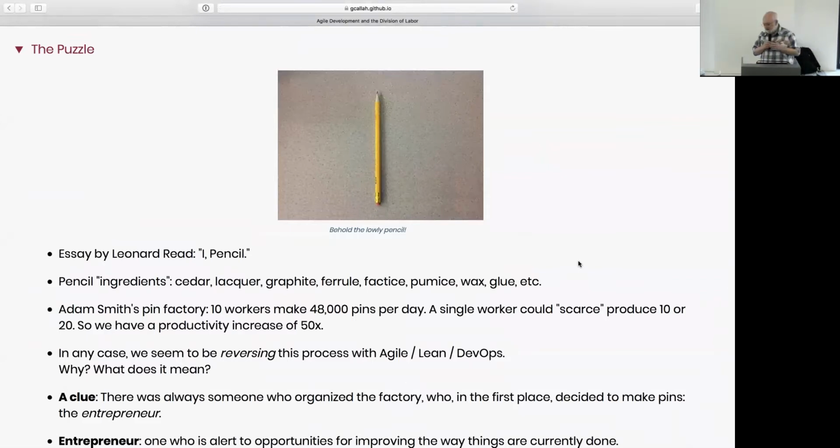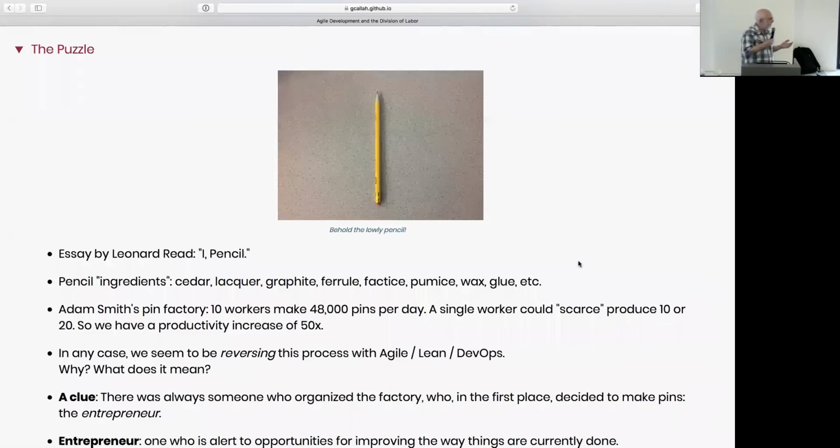A famous principle in economics is the productivity gains of the division of labor. The person who most famously pointed this out was Adam Smith in The Wealth of Nations. It's probably the most important thing he talks about in that book. There's an essay by Leonard Read called I, Pencil, which gives a very short and striking illustration of the importance the idea of the division of labor has for economists.